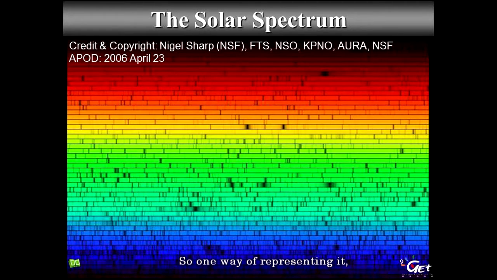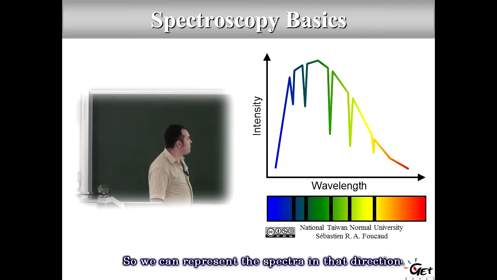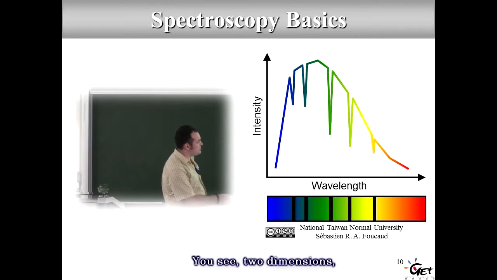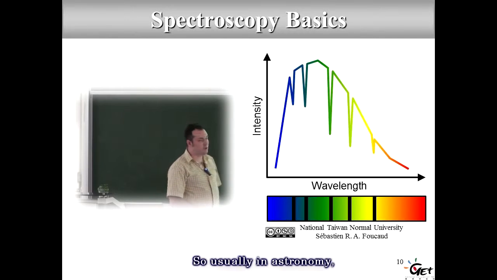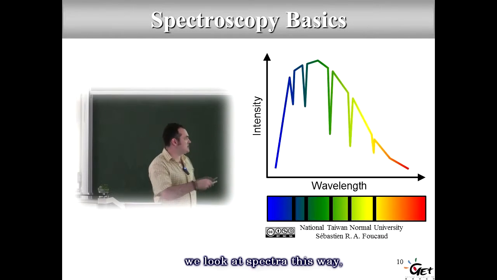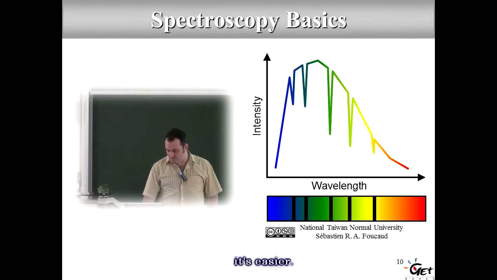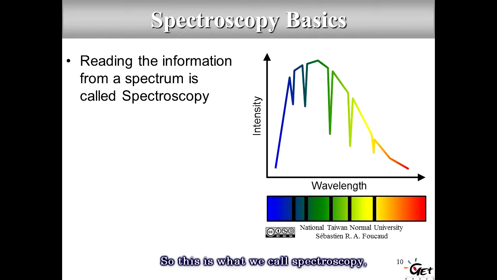So one way of representing it is this two-dimension representation, or I can just draw a line and look at the flux. When it's lighter, it's higher flux, and when it's darker, it's lower flux. So we can represent the spectra in that direction. You see, in two dimensions, the lines correspond to different absorptions. Usually in astronomy, we look at spectra this way. It's easier. This is what we call spectroscopy.